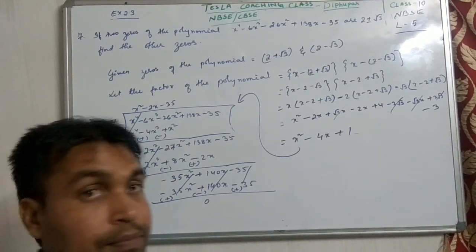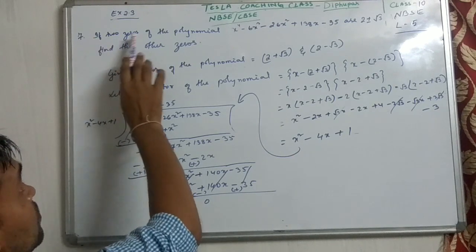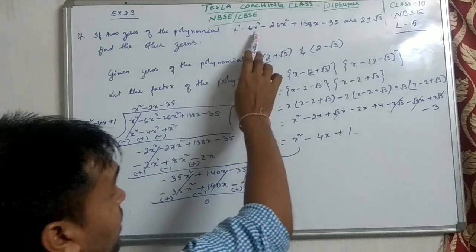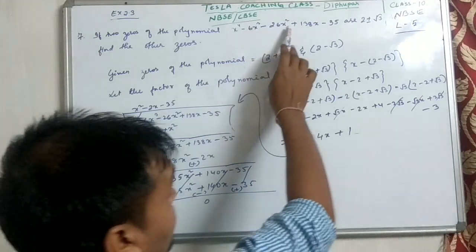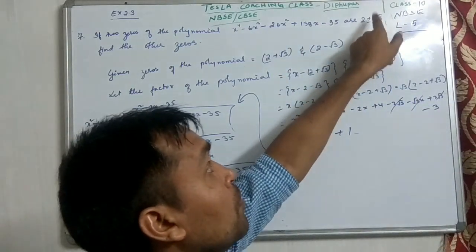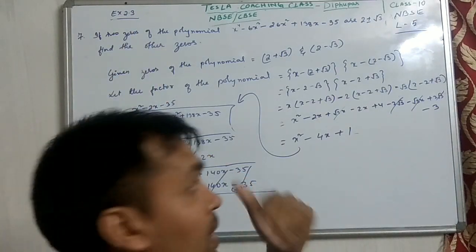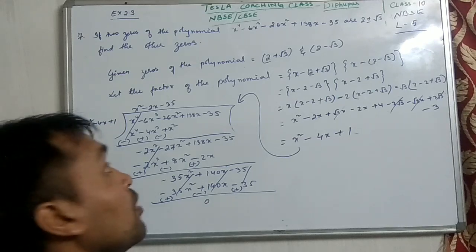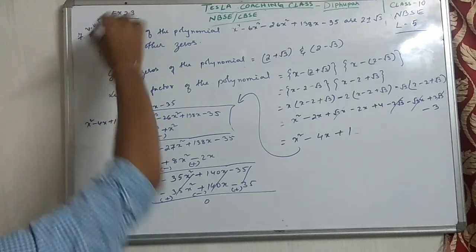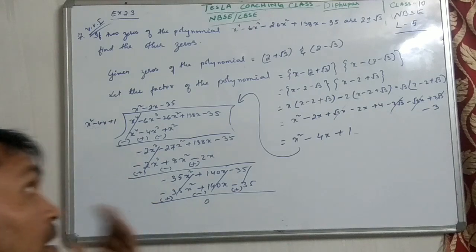Okay students, coming to the next question, question number 7. If two zeros of the polynomial x to the power 4 minus 6x cube minus 2x square plus 138x minus 35 are 2 plus or minus root 3, find the other zeros. As you have done in the last question, we will do the same way, and this question is very important for your board exams. It generally comes for 5 marks, and sometimes for 3 marks.